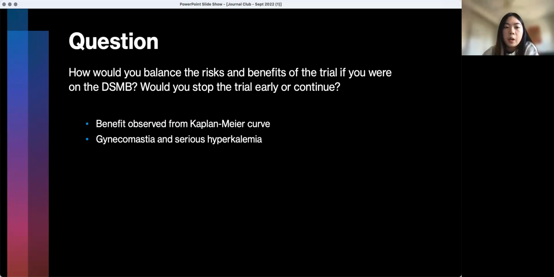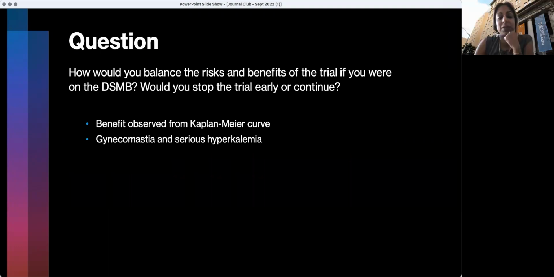So this extends to our question on the next slide. How would you balance the risk and benefits of the trial? If you're on the DSMB, would you stop the trial early, like what they did in this trial, or continue the trial, considering you observe incredible benefit from the Kaplan-Meier curve and the estimates earlier versus the adverse events on table 4? There's no right or wrong answers. It's definitely open for discussion. There's also an opinion in that supplementary piece for today.